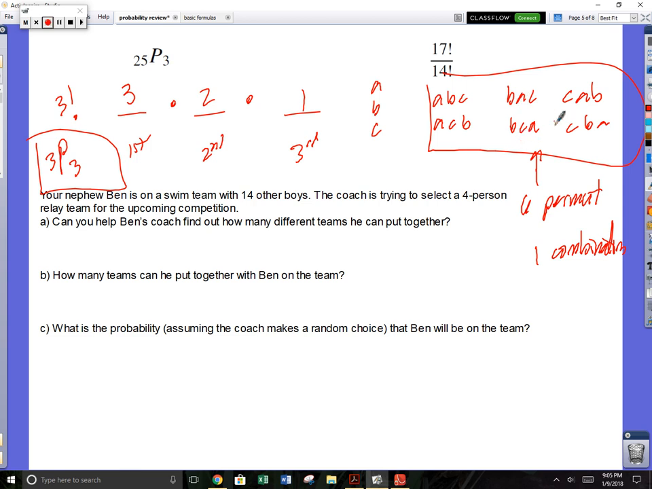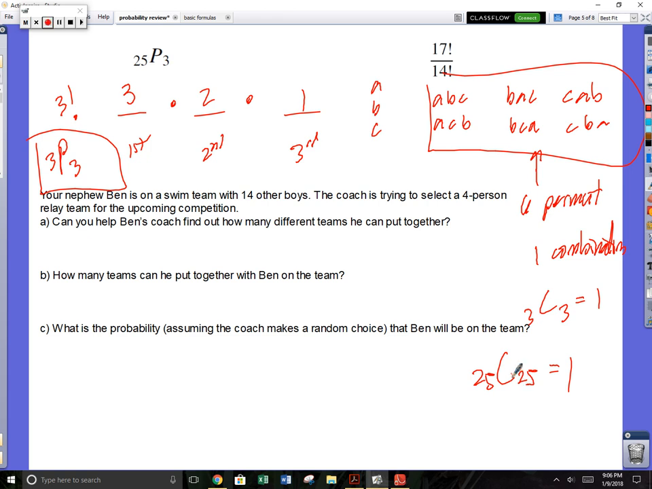I am just interested in the people specifically. So if you have 3 kids and you want to know how many different ways you can arrange those 3 kids, there's 1 combination. If you had 25 kids and you wanted to arrange them 25 ways, the combination is, there's only 1 combination.